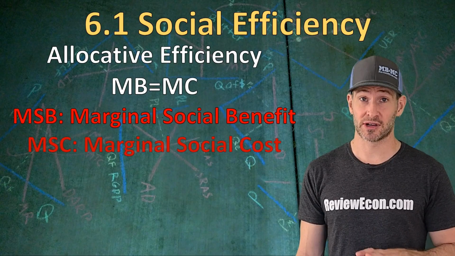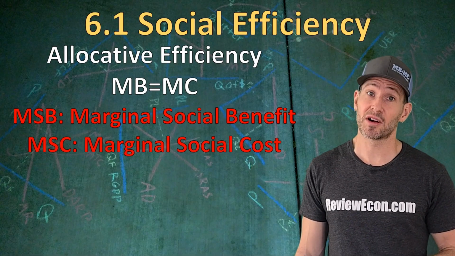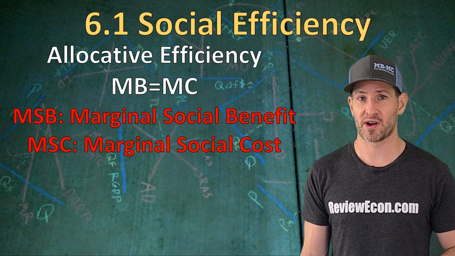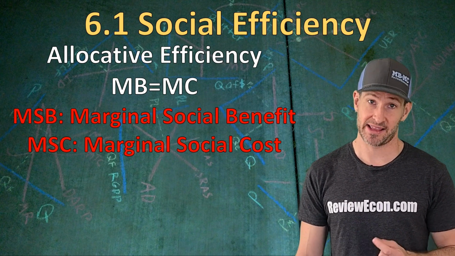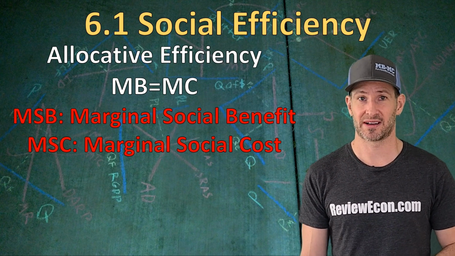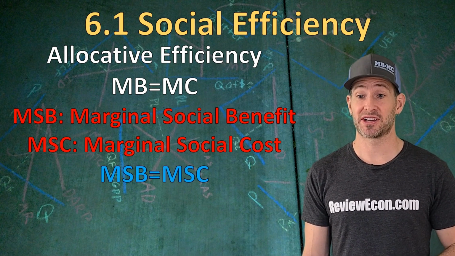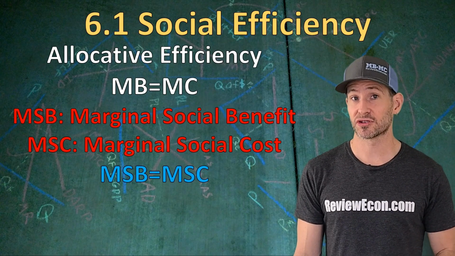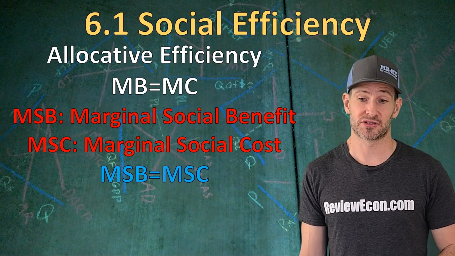The other thing we're going to do is look at the marginal social cost. That's the marginal cost not just for the people producing the product, but for anybody else in society that may face costs as a result of this product. The true allocative efficient outcome is where the marginal social benefit equals the marginal social cost.